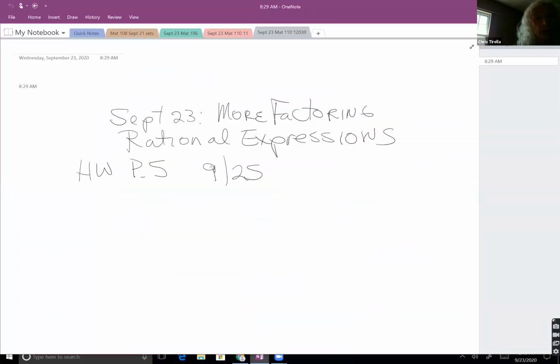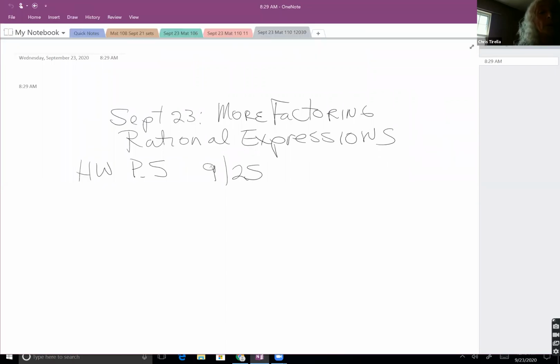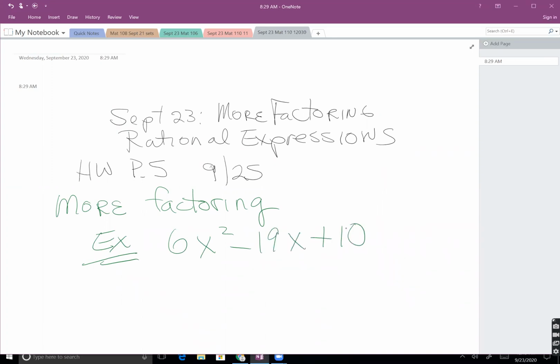Where we left off, we were factoring trinomials. Today we're going to pick up from where we left off with more factoring. So let's start looking at an example of a trinomial that I don't think we factored last time. Let's look at, did we do 6x squared minus 19x plus 10? No.